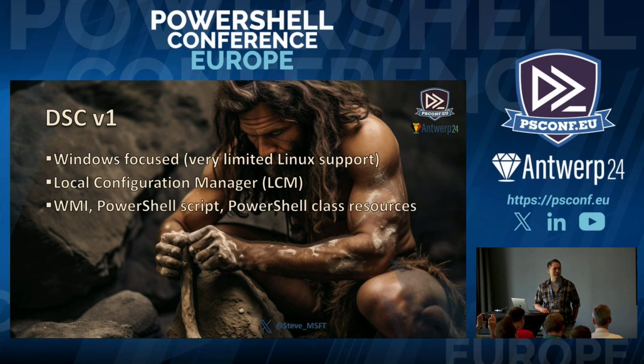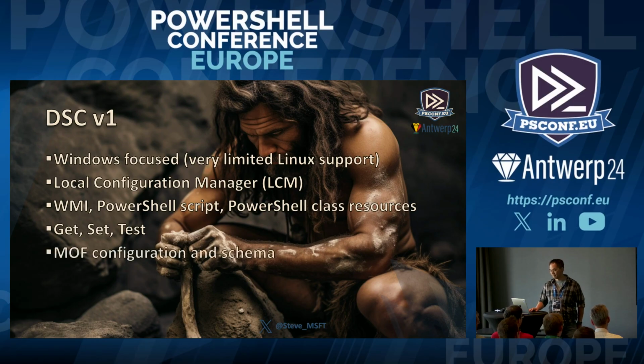And initially, v1 supported what we call native resources written in WMI as a WMI class. This is mainly a lot of the built-in resources in Windows. You could also write DSC resources in PowerShell script. And of course, we also moved forward with PowerShell classes specifically to support DSC. And those of you familiar with Desired State Configuration know about get, set, and test.